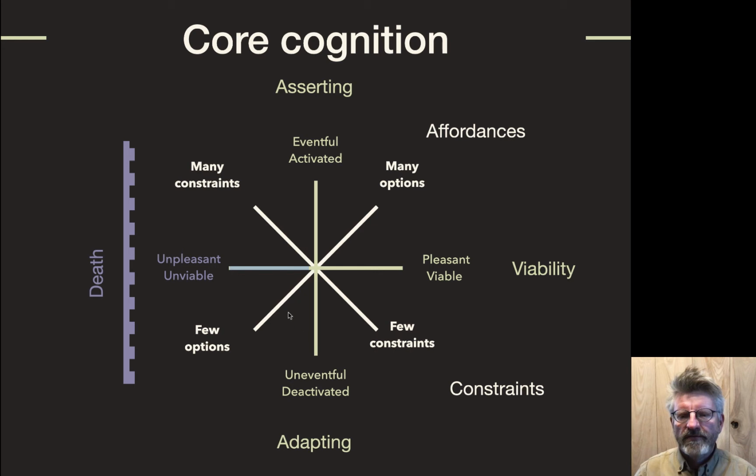So this is what I call core cognition, and this is the problem that all living agents have to solve. They have to remain as much as possible far from death, so in this environment. But at some points in time they will be brought here, and then it's their task to go to the right side as quickly as possible.